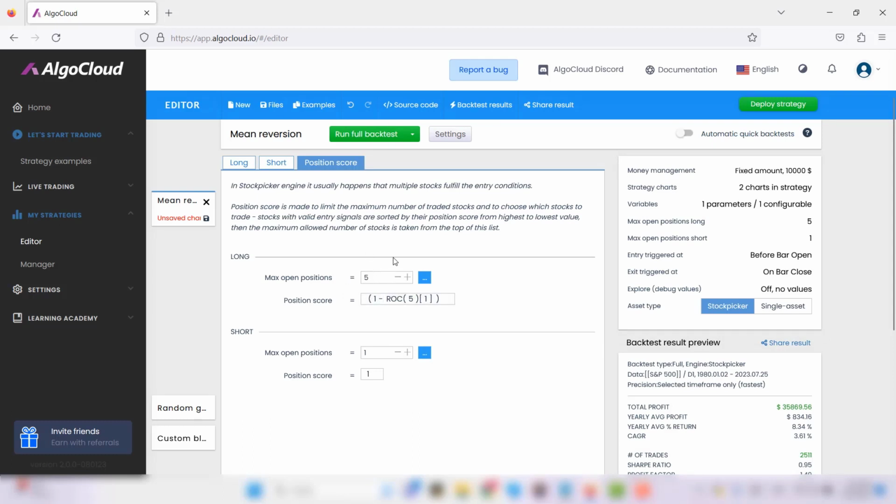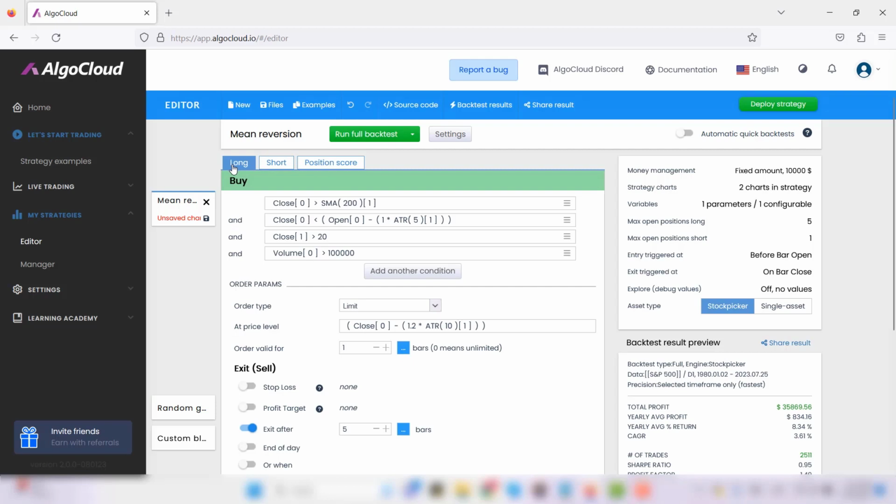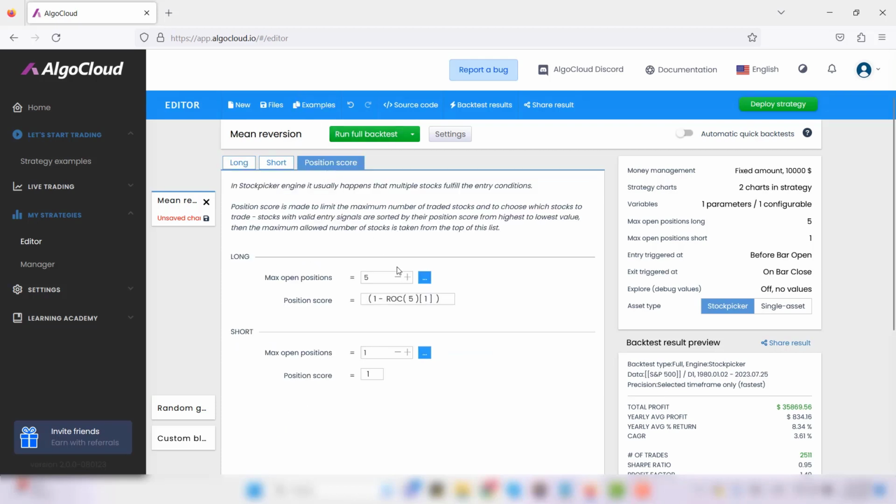Now, let's focus directly on positioning, because as we already know, the entry conditions we defined here in the long tab can be met by up to 100 stocks, but we only need the top 5 to open positions for. The logic of positioning works simply. If one stock has a score of 100 and another has a score of 200, this function will select the stock that has the higher score, that is 200.